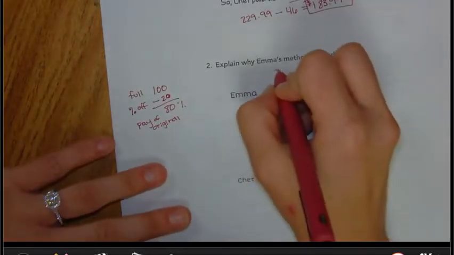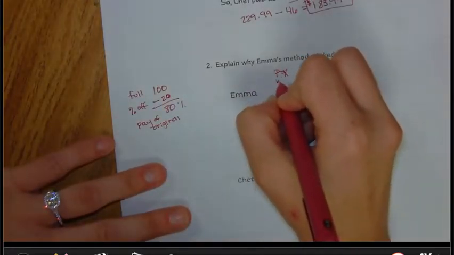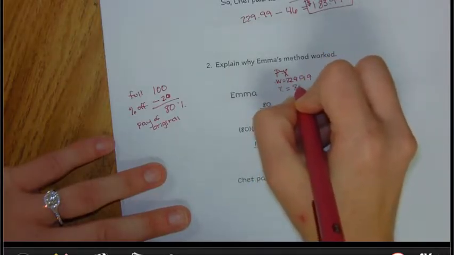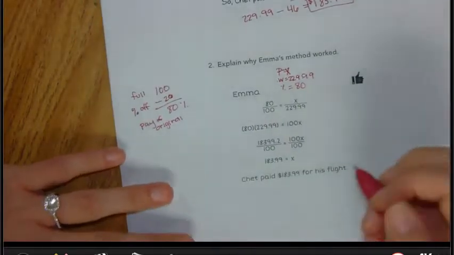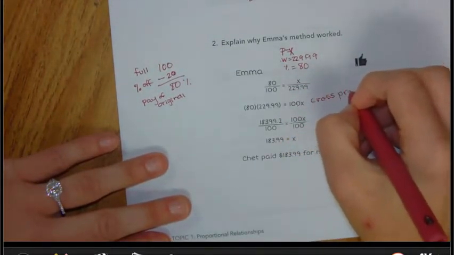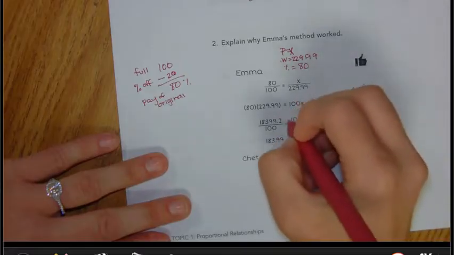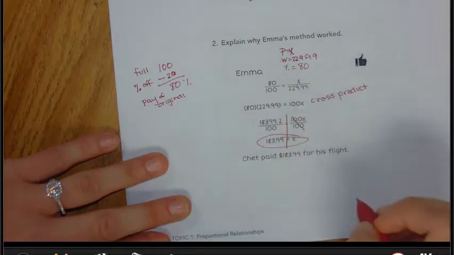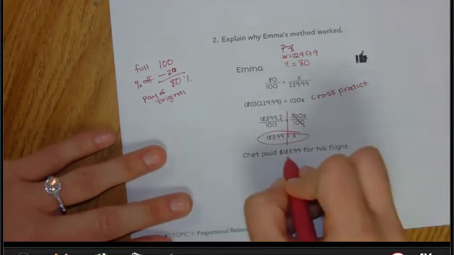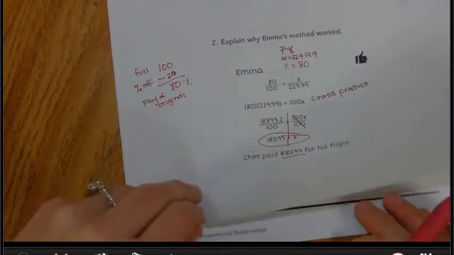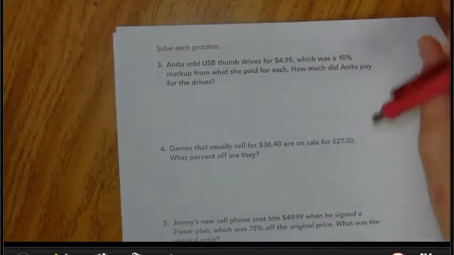So her new percent, so the part is still unknown. My total is still $229.99, and my percent of how much I'm paying of that is 80%. And so Emma uses the cross product as well. Then she divides by 100 on both sides to get x is equal to $183.99. And Chet paid $183.99 for his flight. Emma did her steps correctly.